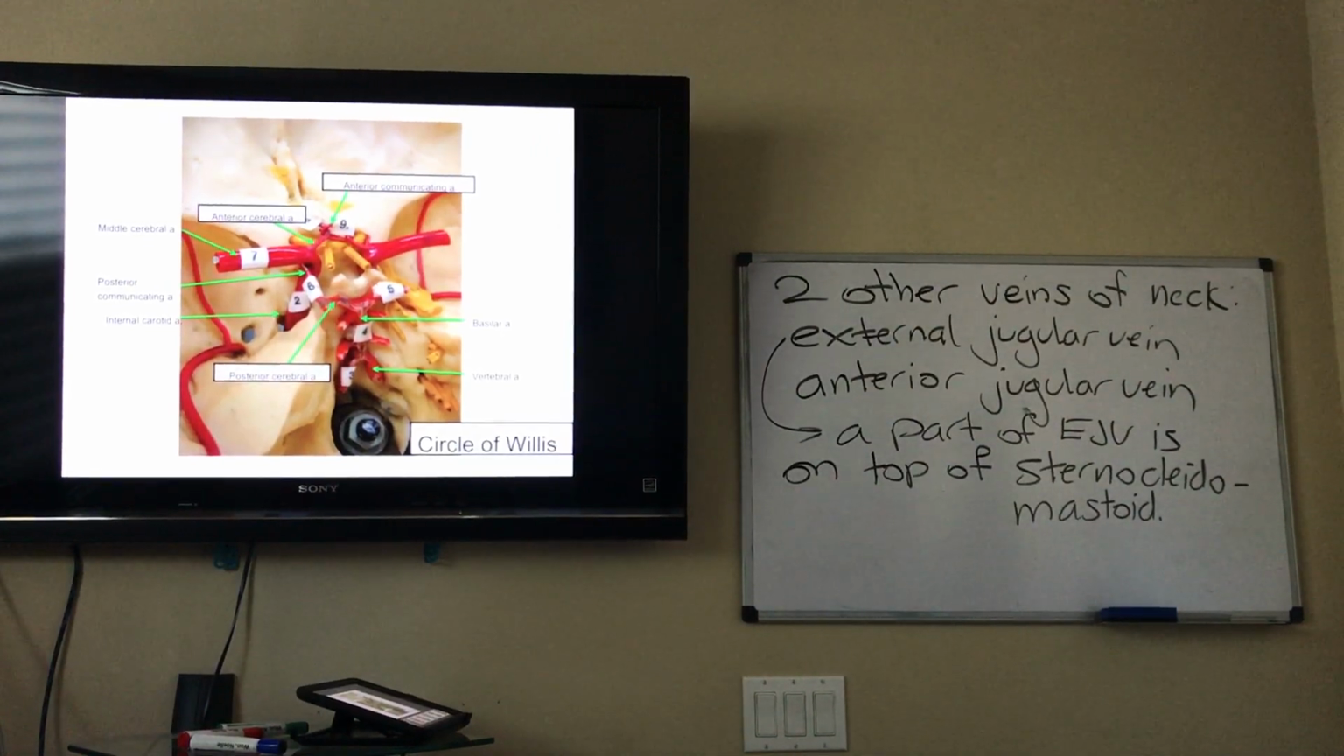And we'll come back with blood vessels of upper limb, lower limb. Look for those.